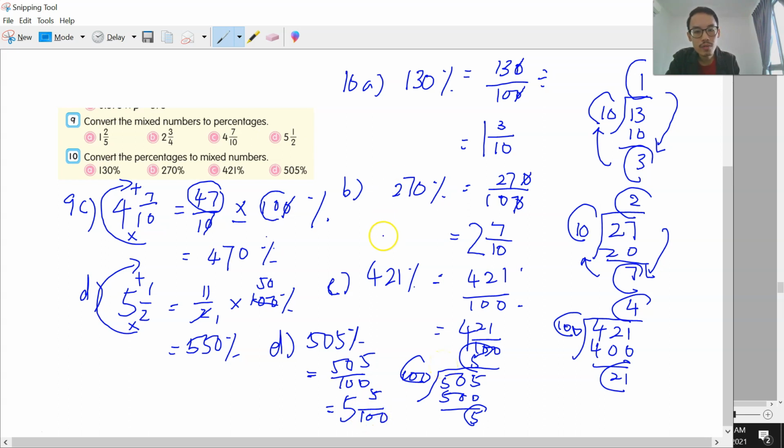Now this one we have to simplify because we can divide 5, right? 5 and 0 is in sphere 5. So bagi 5, 1. Bagi 5, 20. So the final answer is 5, 1 over 20.